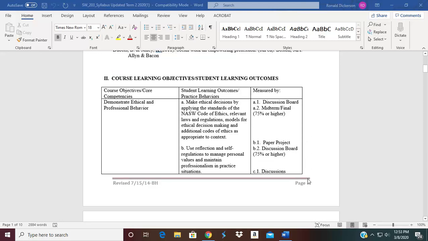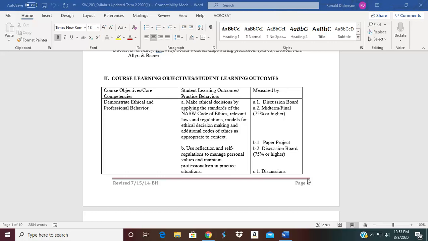Okay, I always ask students to make sure that you read the learning objectives for this course, and this is basically the outcomes. So you can see that the competencies include demonstrating ethical and professional behavior, as per NASW, as one of the outcomes, and then you have the use of self-reflection, and so that's getting you to look at your value systems and your belief systems.